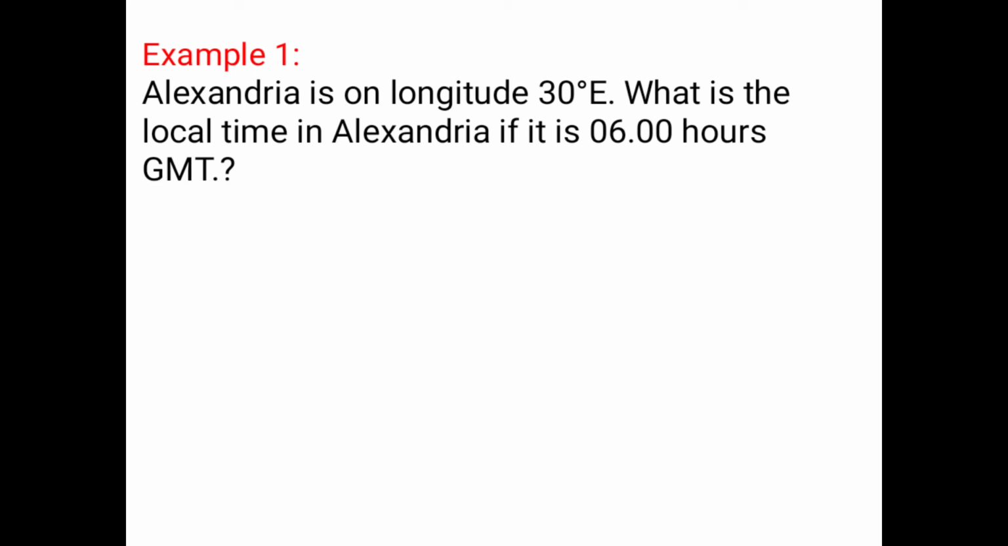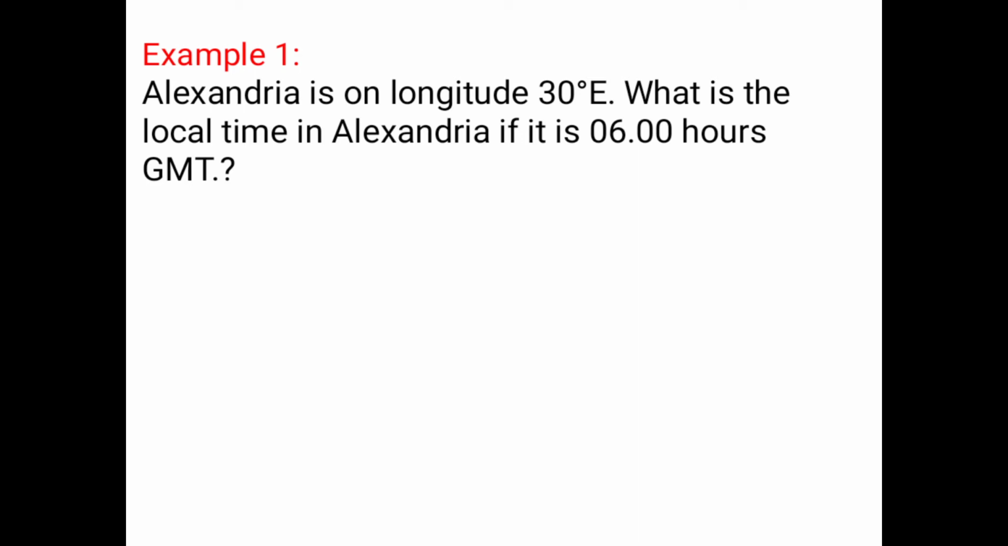However, we have been given the first question: Alexandria is on longitude 30 degrees east. What is the local time in Alexandria if it is 06 hours GMT? So what is the time in the town Alexandria if the GMT is 06 hours?